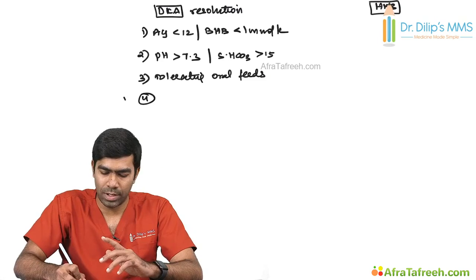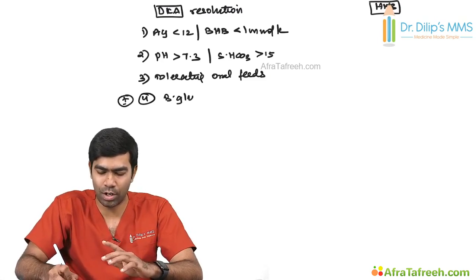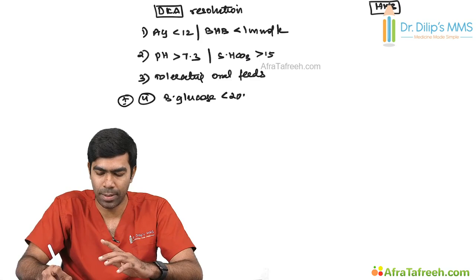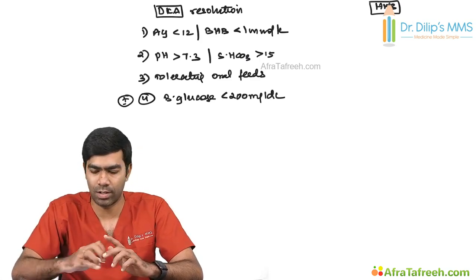Fourth one, plus or minus. Not a very important thing, that is the blood glucose. This is not important at all to stop insulin infusion. Blood glucose is only optional thing. If it is less than 200 milligrams per deciliter, you can transition to subcutaneous insulin.